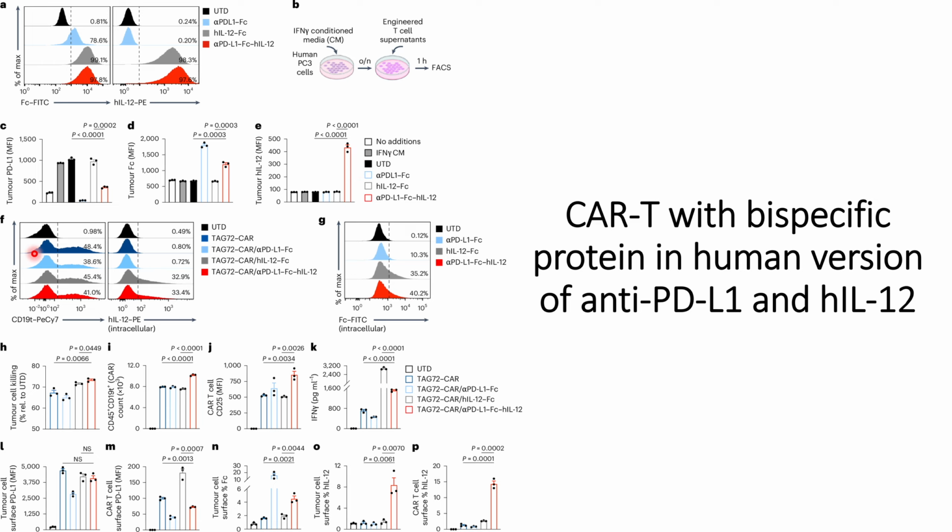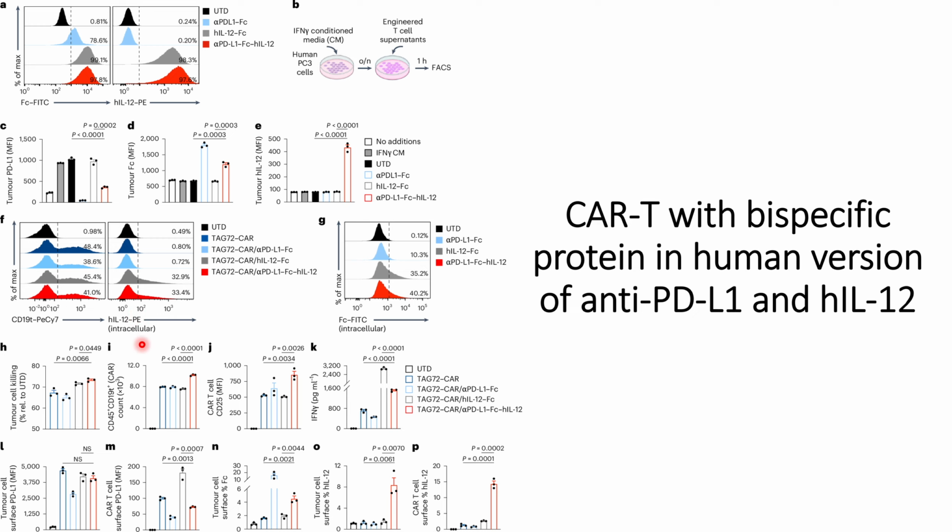And then before going into the killing assay, they wanted to check whether the transduction efficiencies in different conditions are similar or not. They are able to see the transduction efficiencies are almost similar, except in one case where TAC72 with only anti-PD-L1 FC is used, where it is around 38%. Otherwise, in all cases, the transduction efficiencies are more than 40 and less than 50.